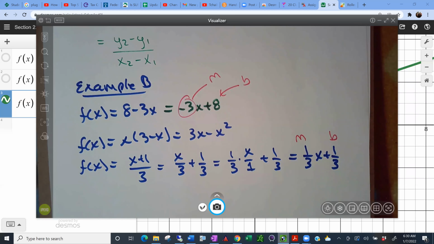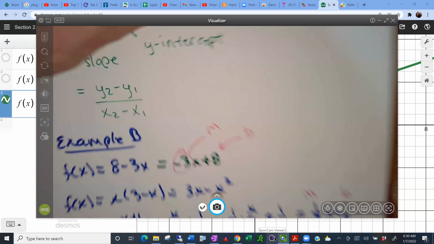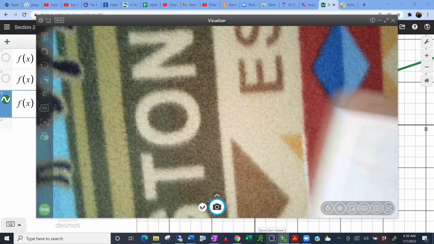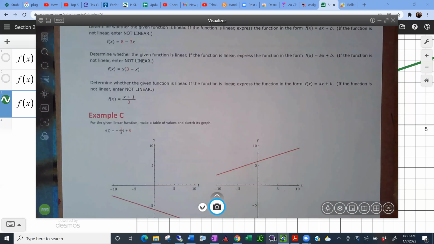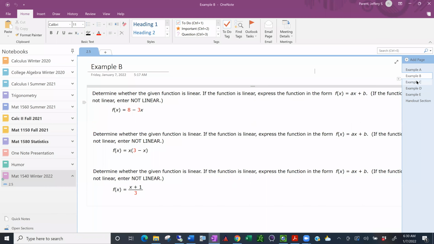All right, doing good out there. Let's try some more here. Kind of a friendly one that you're going to see in your homework is example C. So let me switch over here to example C, show you what that one's about. Let me take a look at it here first.